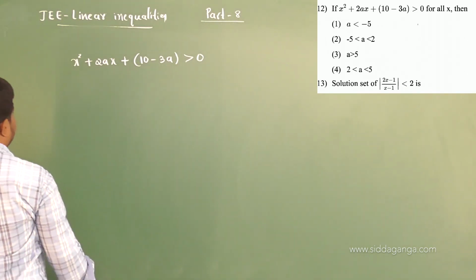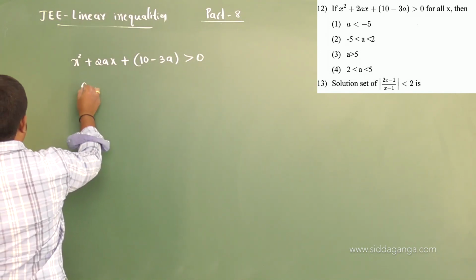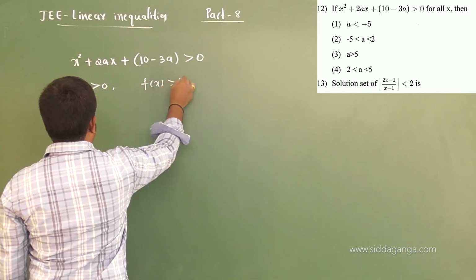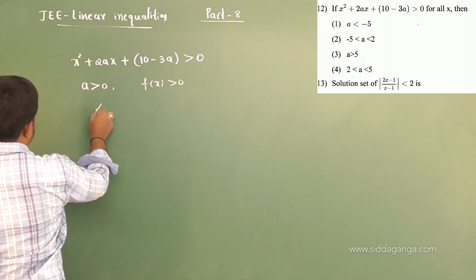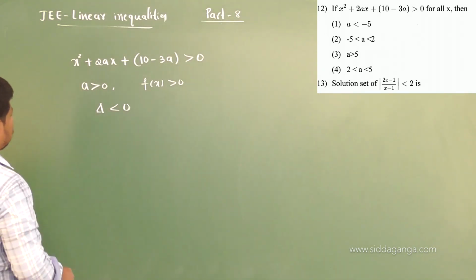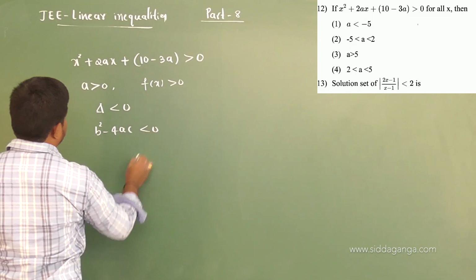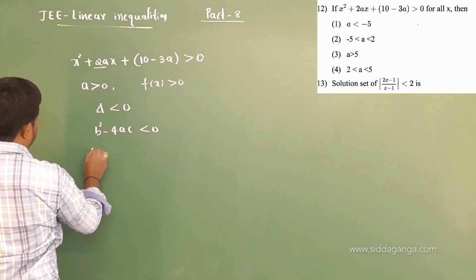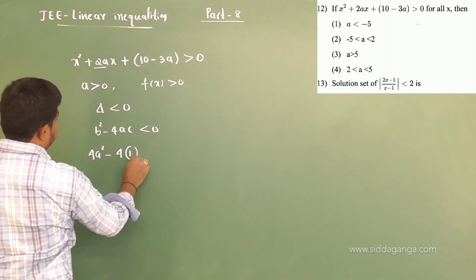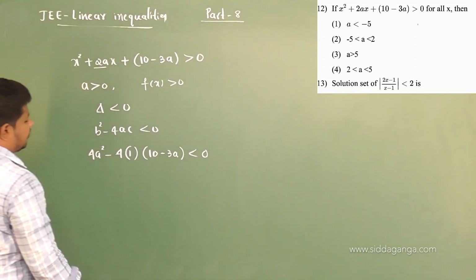Yes, of course, in the last question we have discussed, when coefficient of x square is greater than 0, of course here a is greater than 0, and they have given f of x is also positive for any real value of x. Therefore discriminant delta should be negative according to the result we discussed. So b square minus 4ac must be negative, right? So what is b here? 2a. So 2a square, that is 4a square minus 4 into, what is a? A is 1, c is 10 minus 3a, which should be less than 0.